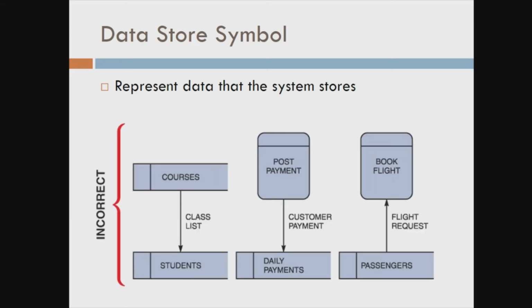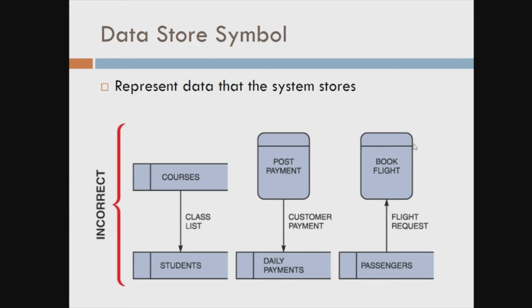The next one is the incorrect way to use the data store. You cannot have data store to data store. We cannot have a data store become the input to another data store. This one is incorrect. For this one, we have post payment as the process, and the customer payment is stored to the daily payment. So this one is not logical.